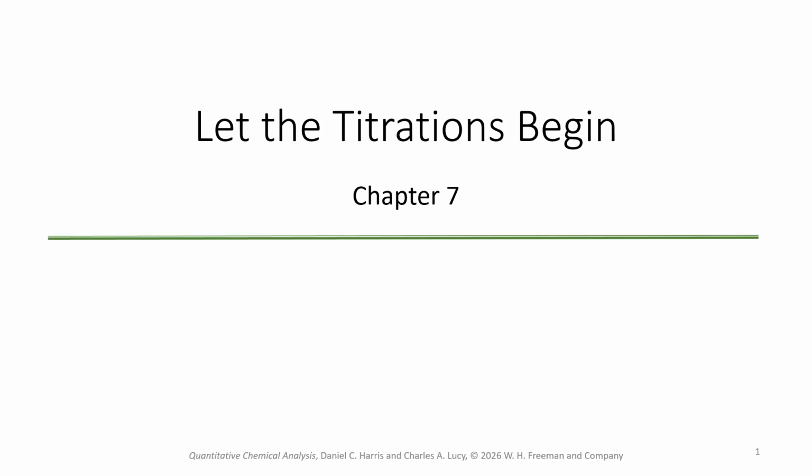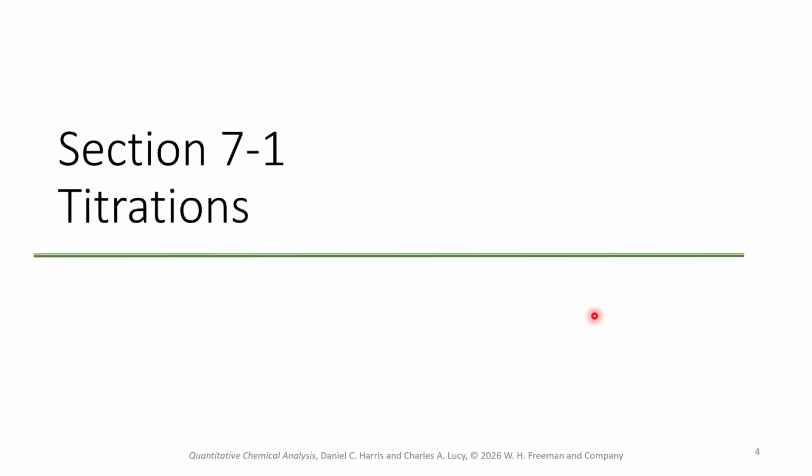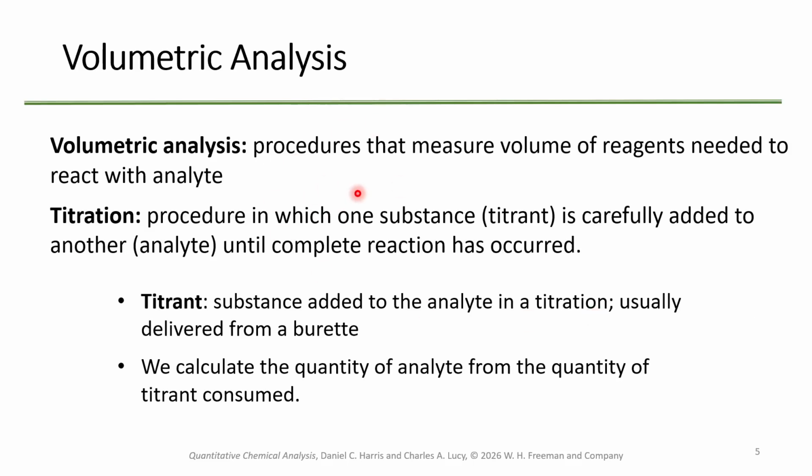Now, this is going to be the first chapter that's directly titrations. The previous chapter was equilibriums and solubility, which is what titrations depend on. When we're doing titrations, these are typically going to be a volumetric analysis. That's the procedures that measure the volume of reagents that need to react with our analyte, as opposed to gravimetric analysis, which is the weights.